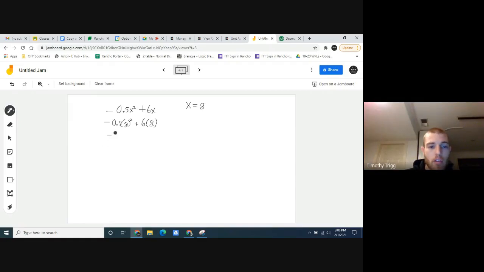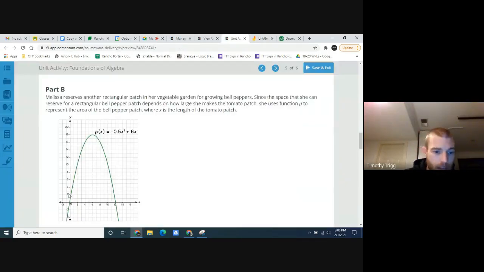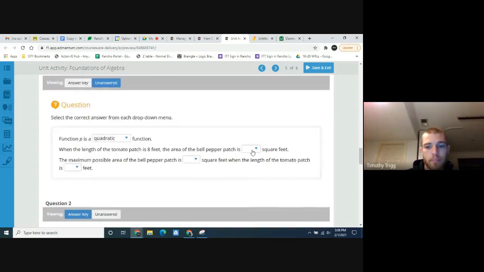So that'll give you negative 32 plus 6 times 8, which is 48. And then add those together. So that'll be 16. So if the area of the tomato patch is 8, then the area of the bell pepper patch will be 16. And you can see that from the graph, hopefully. When you look at 8 right here, you go up. Notice it hits this green graph at 16. So the graph also makes sense with that.